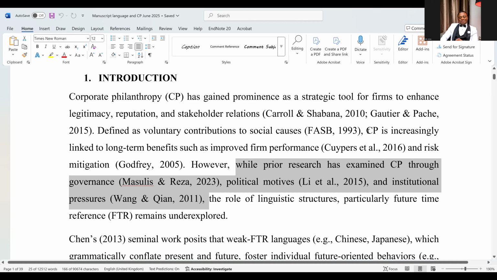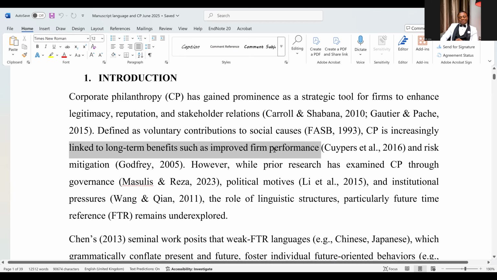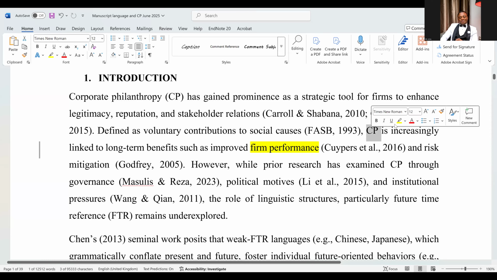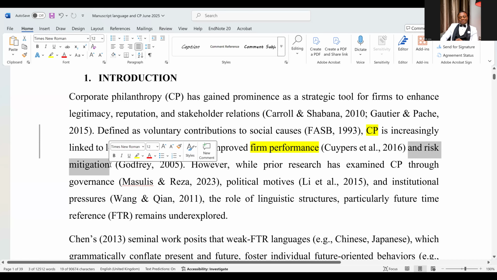What I am saying is that this topic has been connected to several things. And one of the things it has been connected to is firm performance. I'm giving evidence of people who have connected corporate philanthropy to firm performance. And then it has also been connected to risk mitigation. Risk mitigation is a whole new thing, different from firm performance.